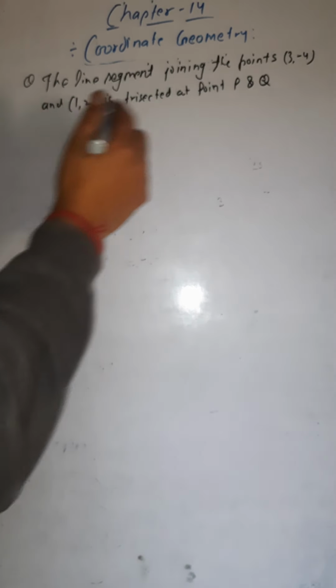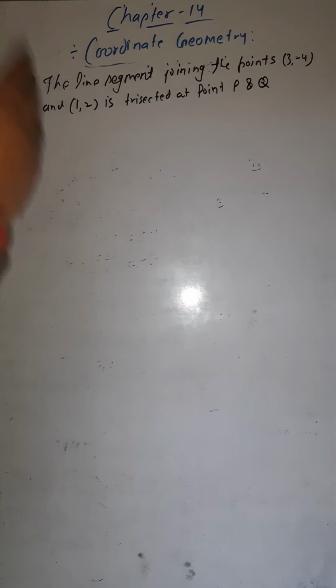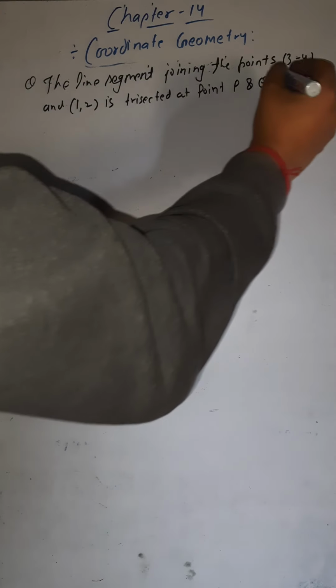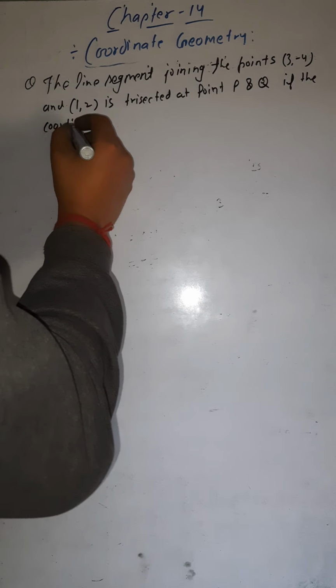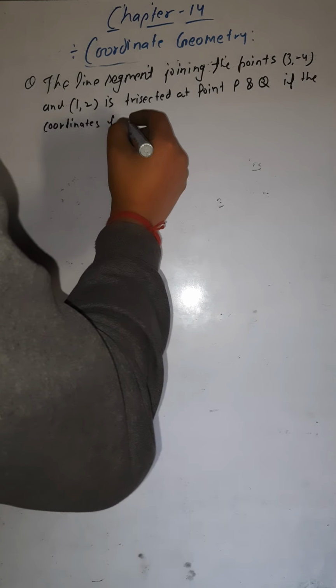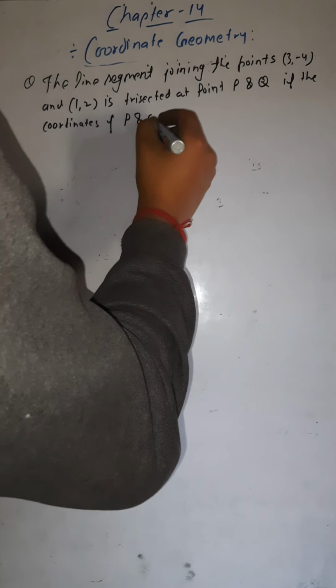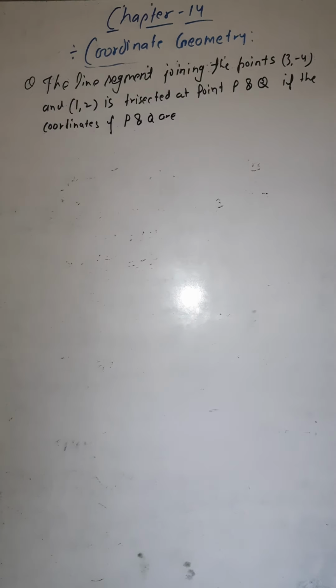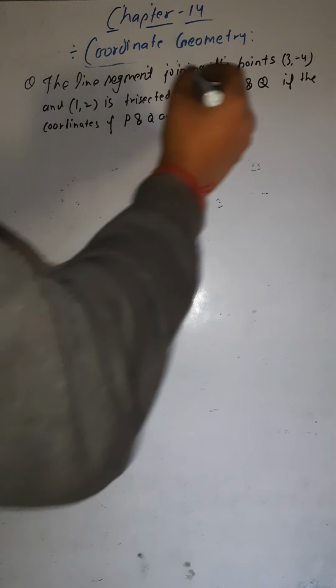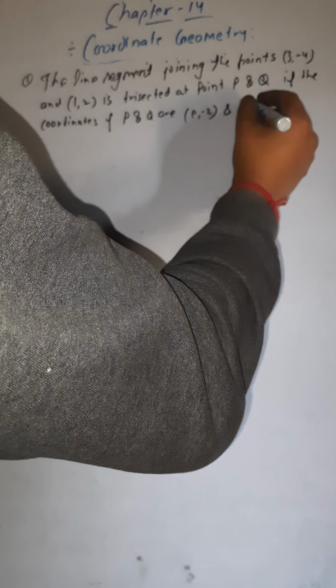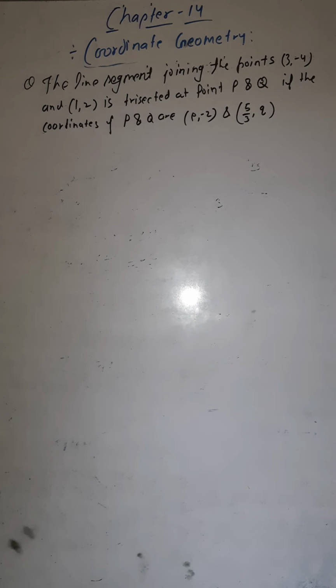Means these 2 points are trisecting, means making 3 parts of the line segment AB here. If the coordinates of P and Q are p comma minus 2 and 5 by 3 comma q, find the values of p and q.